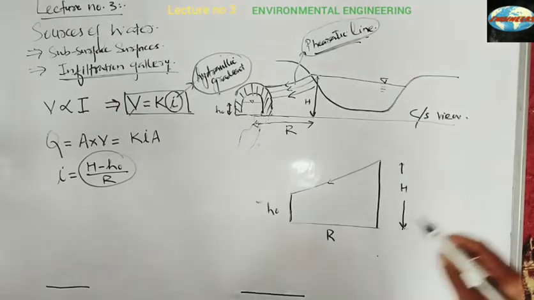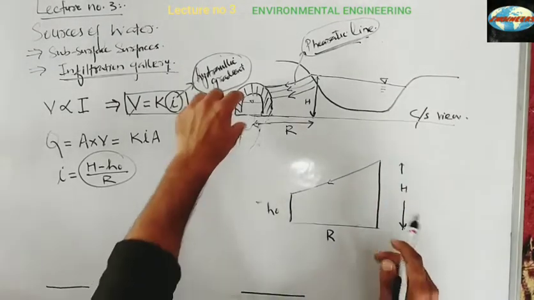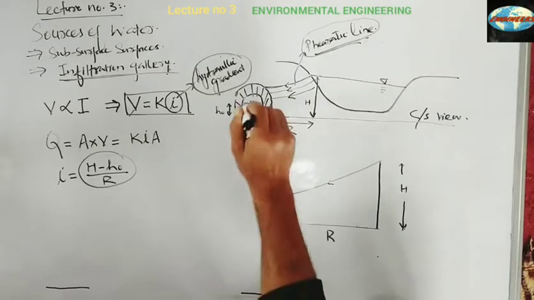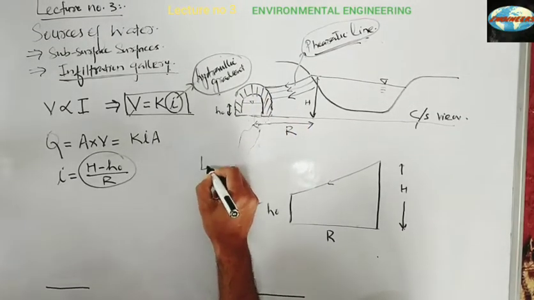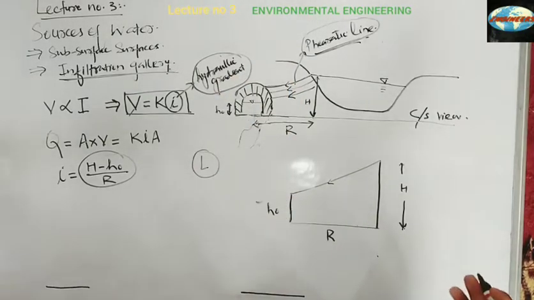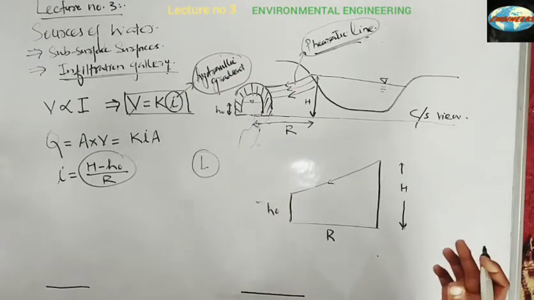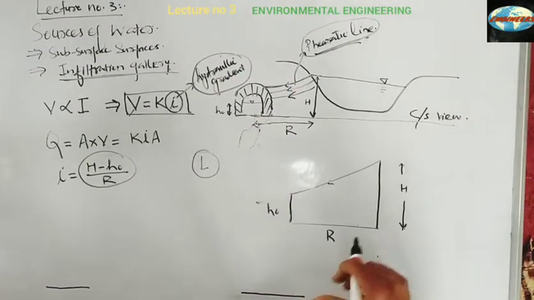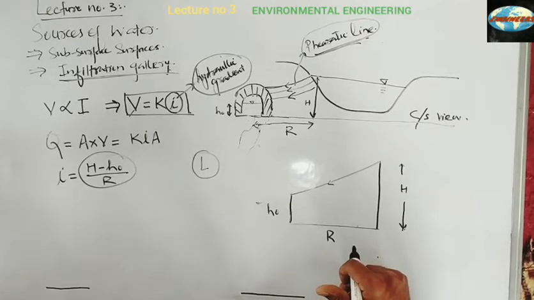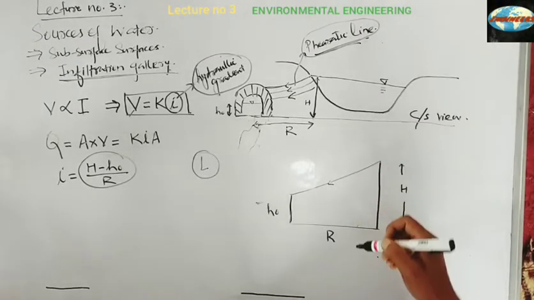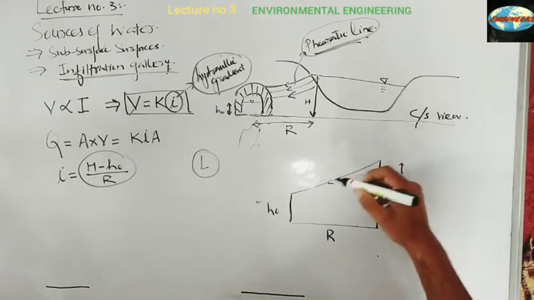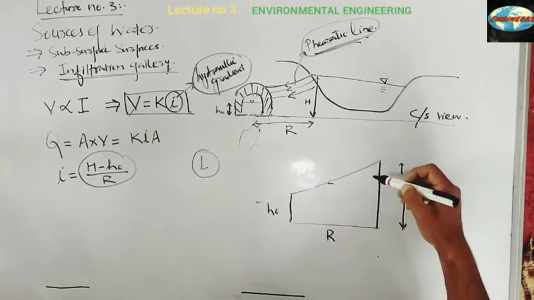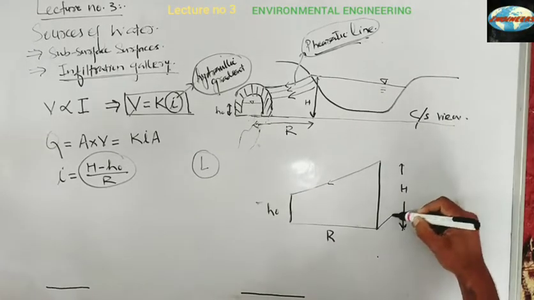So now our infiltration gallery has some length, let the length be L. It can be from meters up to kilometers as well, because infiltration galleries are long tunnels. And now if I draw the 3D view, I can draw it like this, maybe like this, okay.